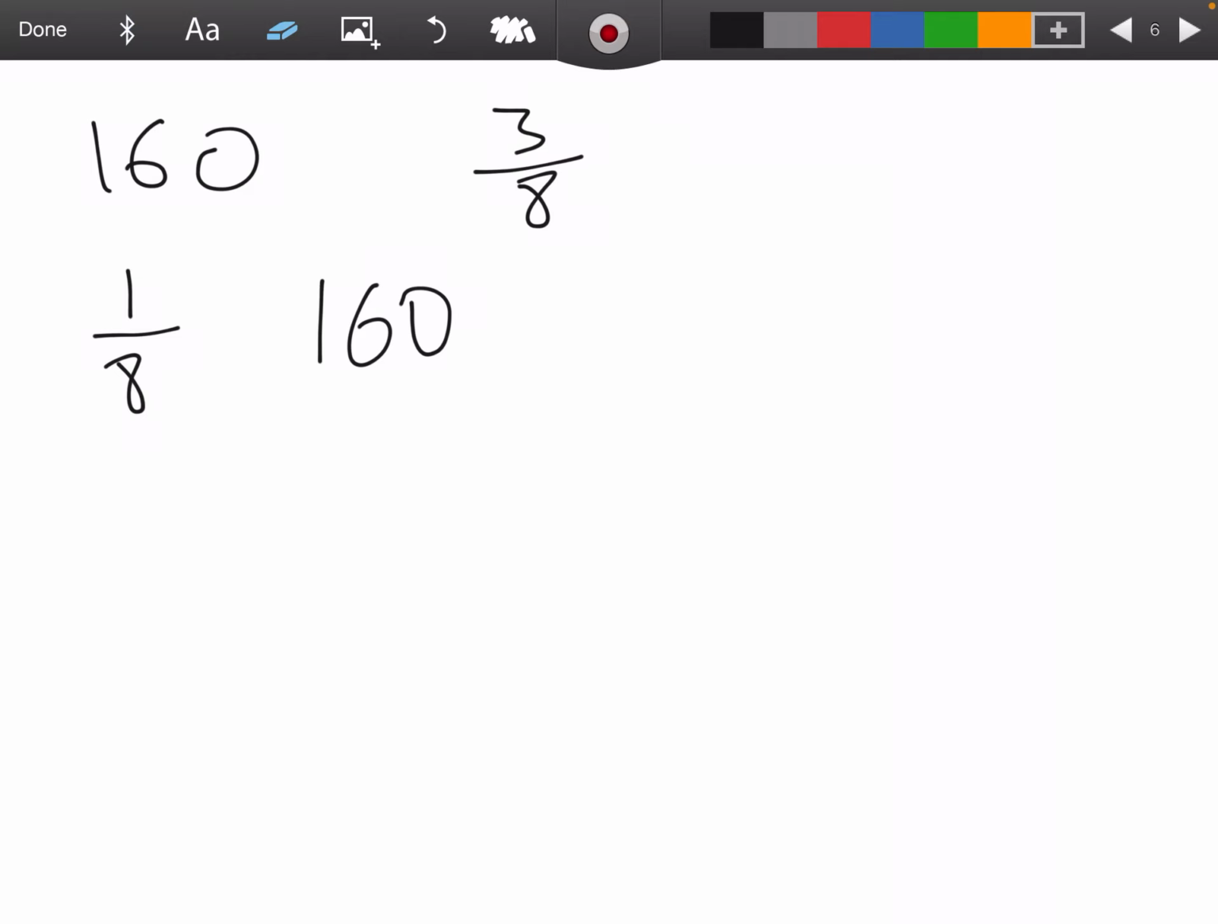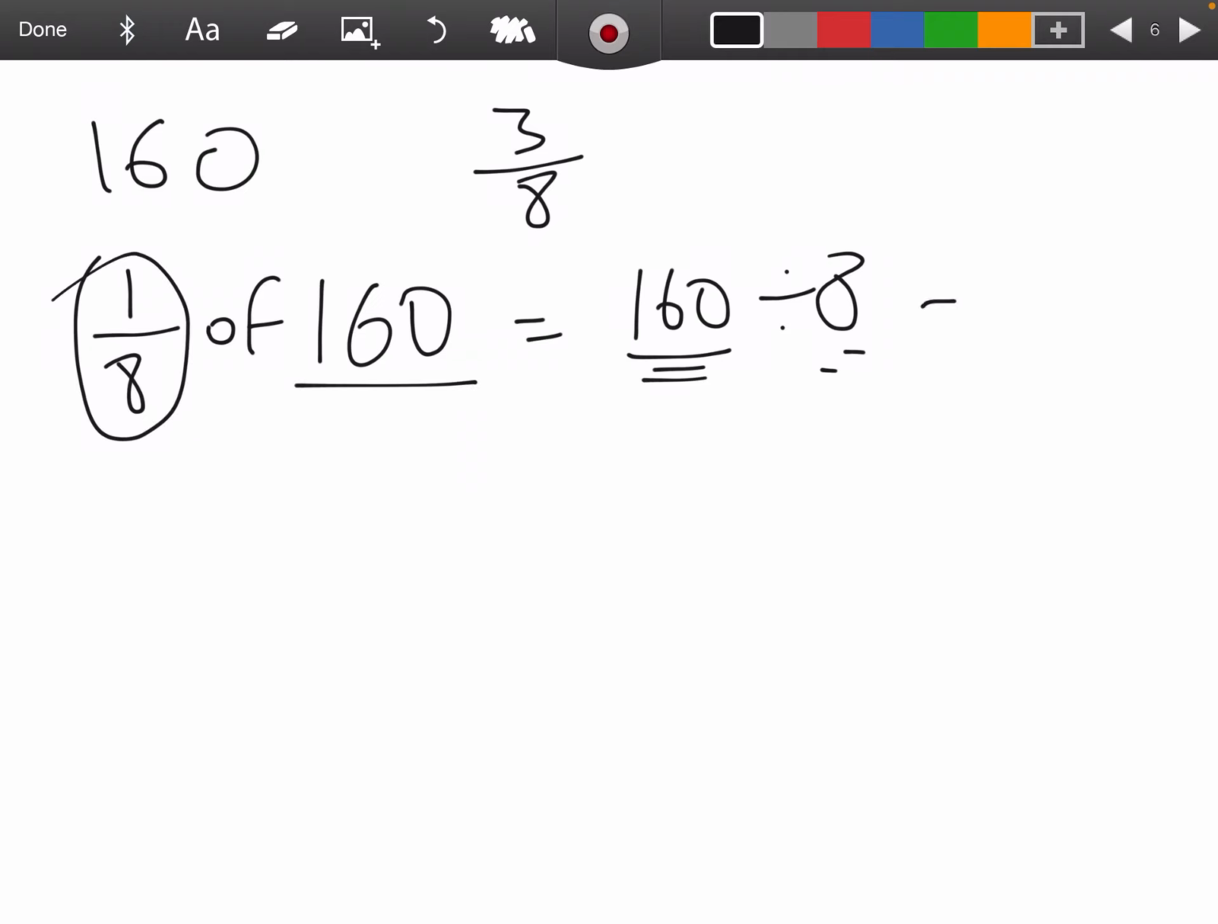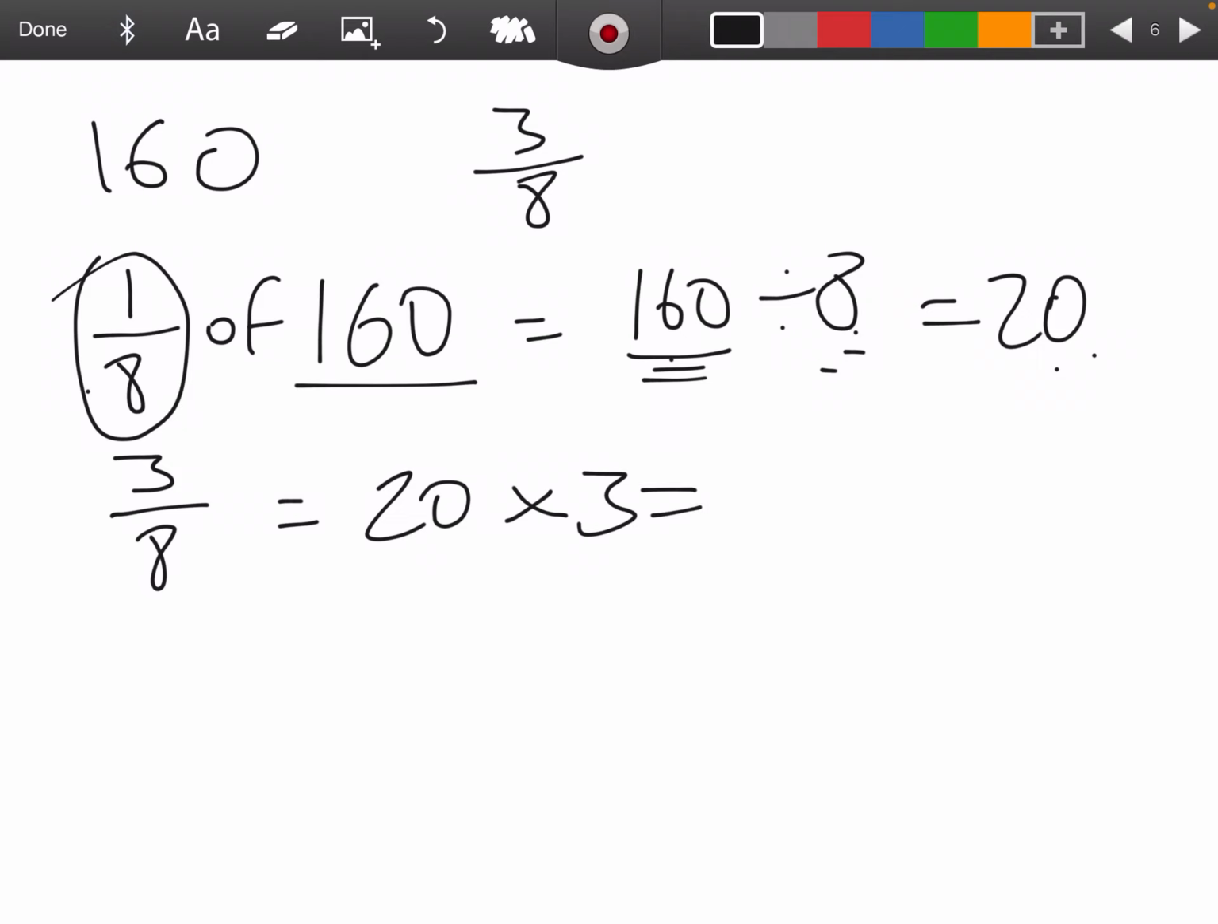So I do 1/8 of 160. 1/8 of 160 is equal to 160 divided by 8. I'm splitting that 160 into 8 different parts to get what 1/8 of it is. And that's 20 people, isn't it? 160 divided by 8 gives me 20. So if 1/8 is 20 people, I can get 3/8 by doing 20 times 3, which is 60 people. So 60 people joined the gym because they were advised to do so by the doctor.